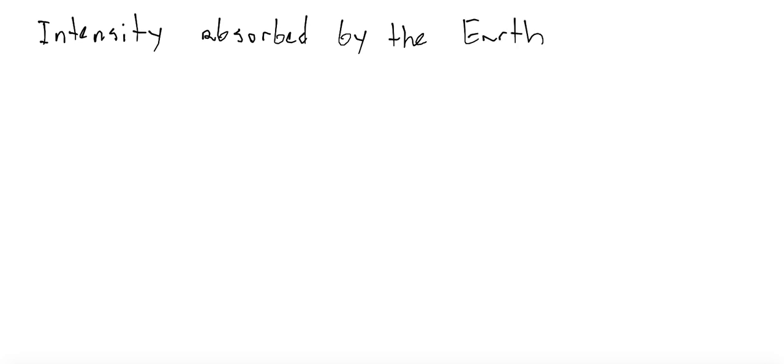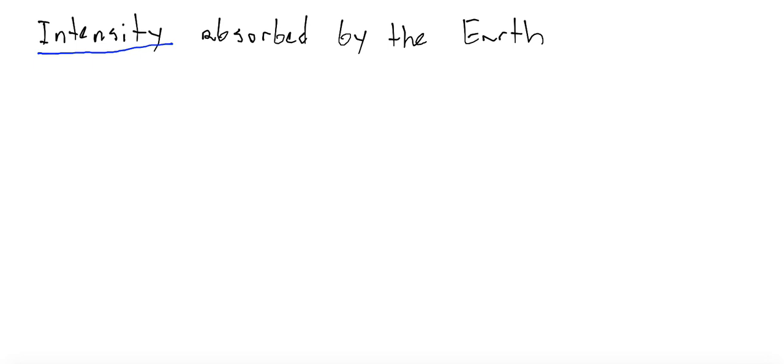Okay, remember that the term intensity refers to power per 1 square meter. So intensity absorbed by the Earth means the intensity which is absorbed by each 1 square meter of the Earth's surface on average. Okay, how to find this?